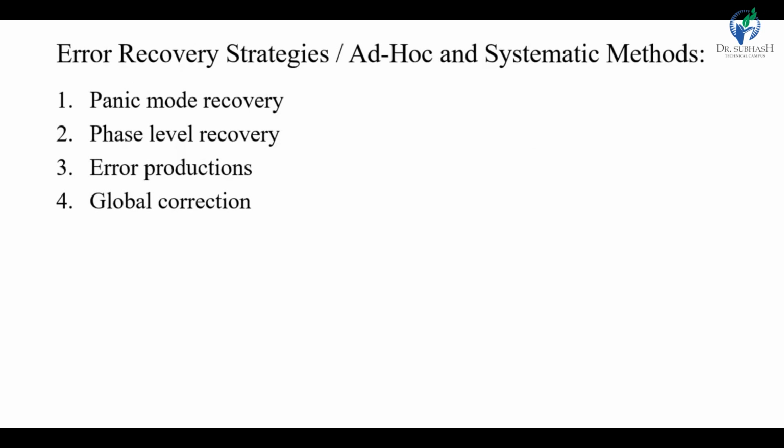So next is error recovery strategies, or ad hoc and systematic methods. Whenever an error occurs, at that time the programmer tries to solve it. So some ad hoc and systematic methods are generally used. There are mainly 4 methods or 4 error recovery strategies. First is panic mode recovery. Second is phrase level recovery. And third is error production or global correction.